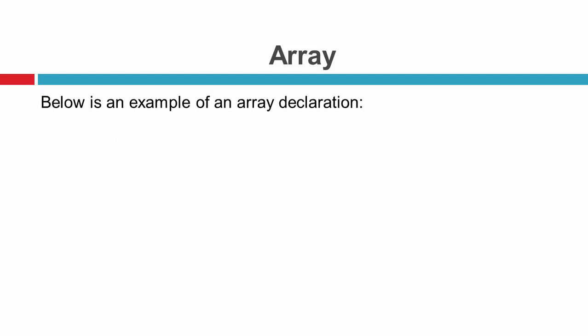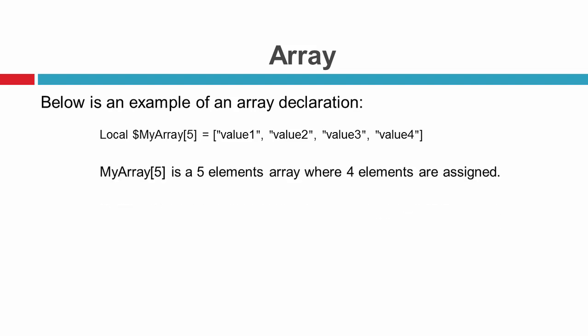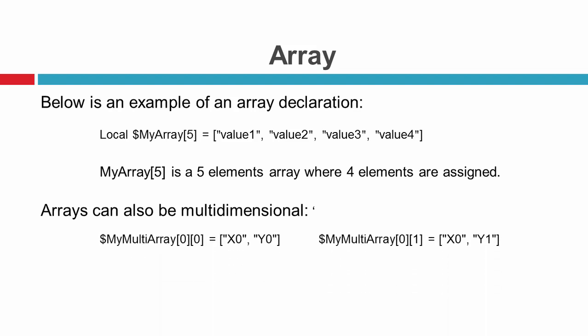For arrays, below is an example of an array declaration. We have an array Local $myArray[5]. The 5 is the dimension of the array. And as you can see, we have assigned only 4 values, so it's an array of 5 elements where 4 elements are assigned. Arrays can also be multidimensional. For example, $myMultiArray[0][0], x 0, y 0, is the first element. And this multi-array can be seen as a matrix, for example.